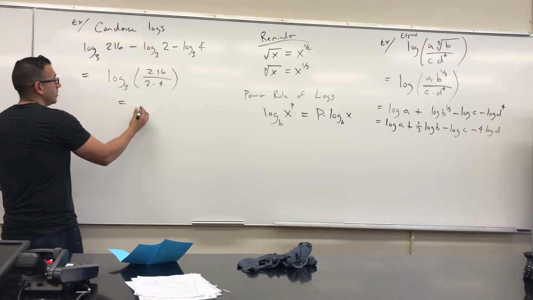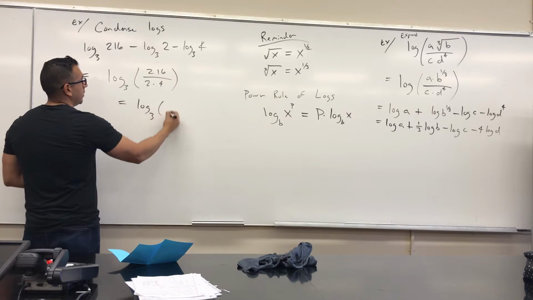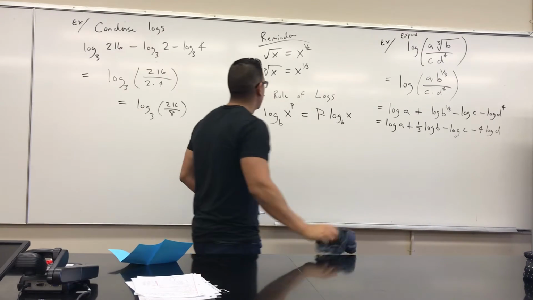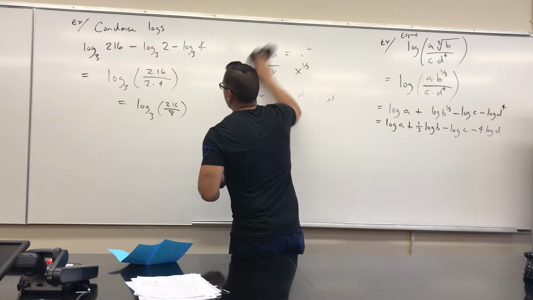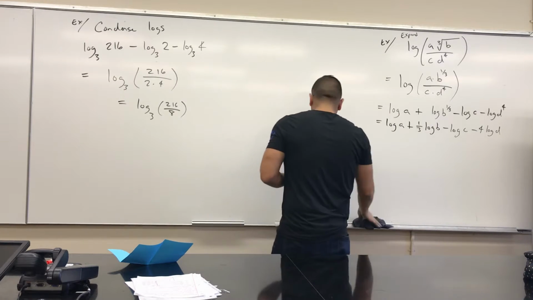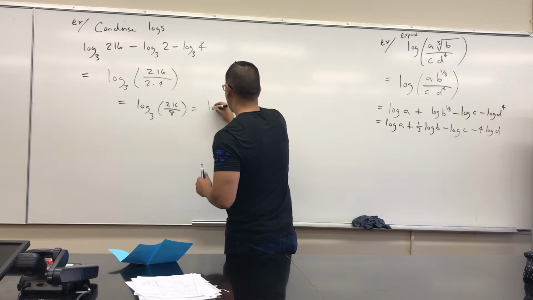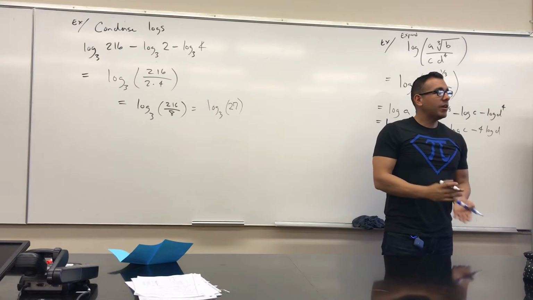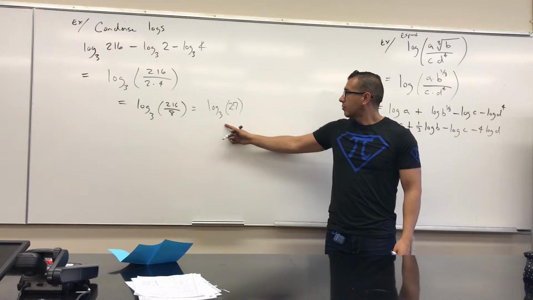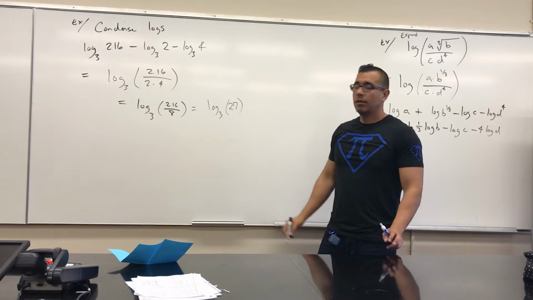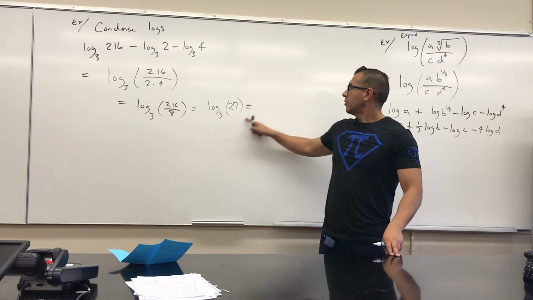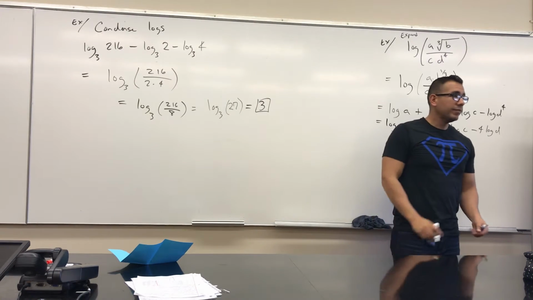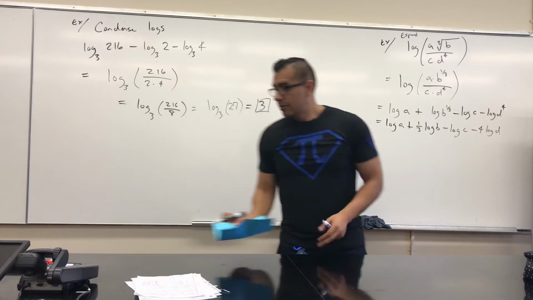Alright, so now we could simplify this. Log base 3 of 216 over 8. So do me that favor. Go ahead and divide those two. 216 divided by 8. And I think we get 27. And so now, we're just asking ourselves, 3 raised to what power gives me 27? 3 raised to what power gives me 27? To the third. So that's just 3.